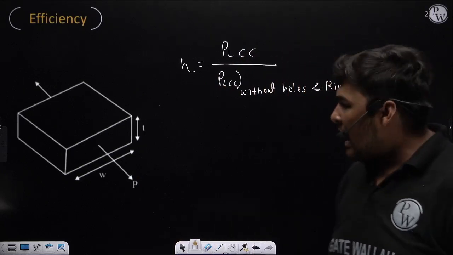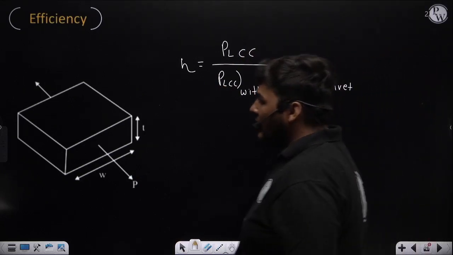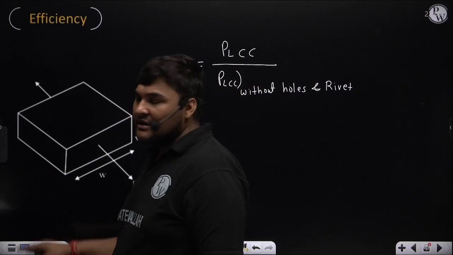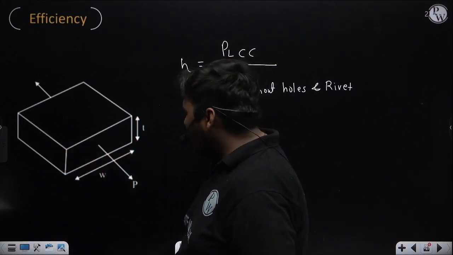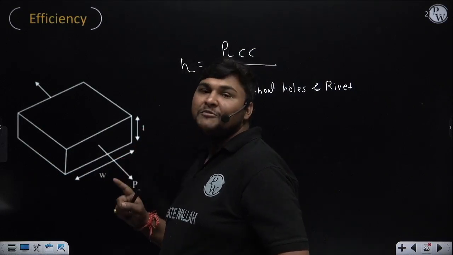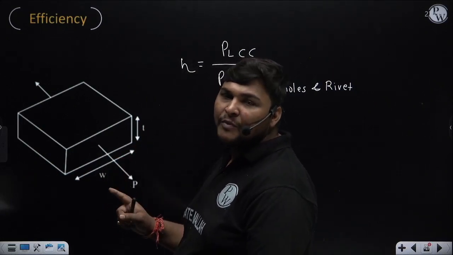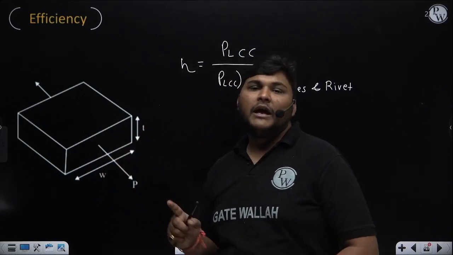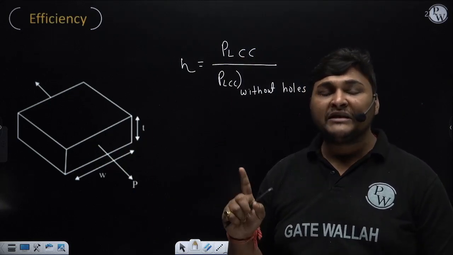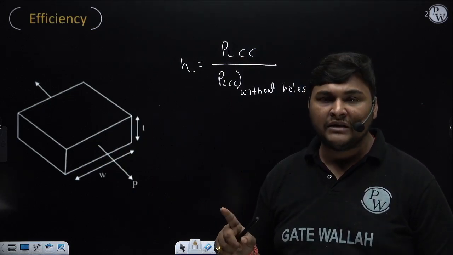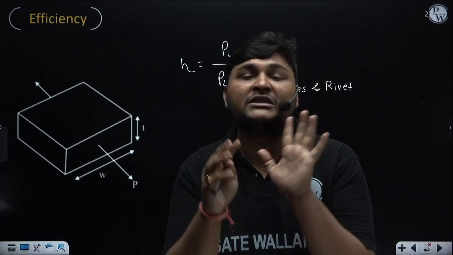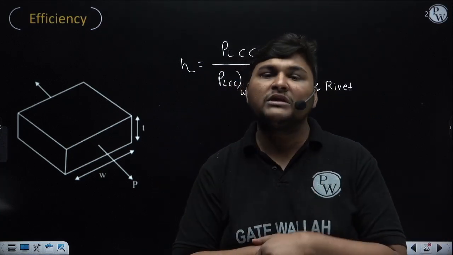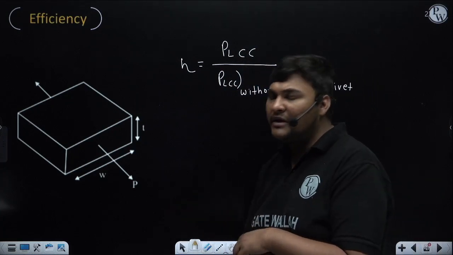Okay, now if in a plate no rivet and no hole is present, the diagram will be like this. Width of the plate is W and thickness of each plate is T. If the thickness of both plates is the same, you can take any plate, and if the width and thickness of both plates are different, then take that plate whose product of width and thickness is less. But right now the thickness of both plates is the same.